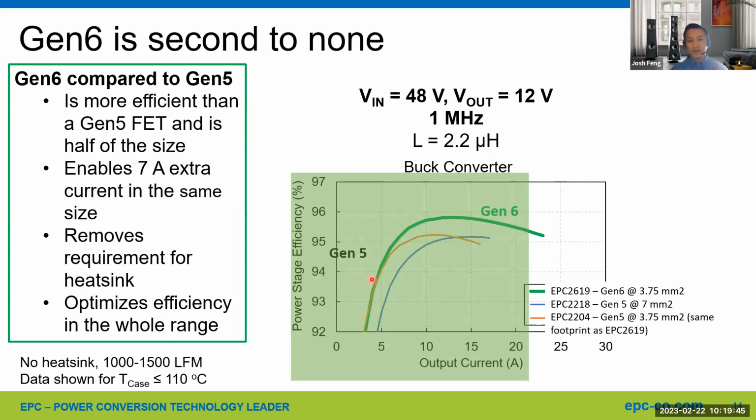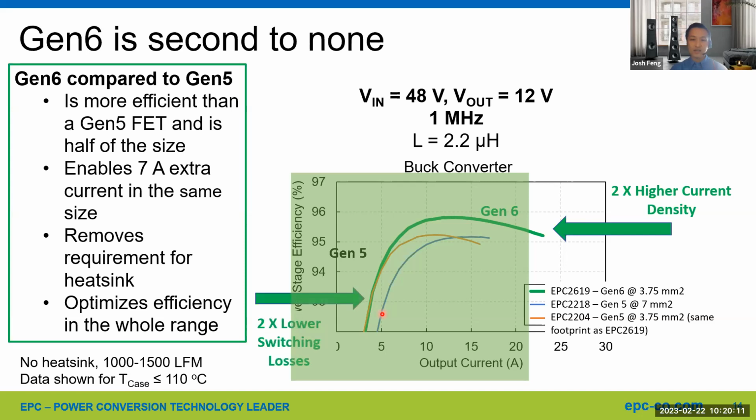If you look at our current sweep from light load all the way to 20 amps, our generation 6, in this particular case the part number EPC2618, can even outperform our own generation 5 all the way to 20 or 22 amps. It provides two times higher current density, as well as, at light load, two times lower switching losses versus the 2218. So this is actually very promising.